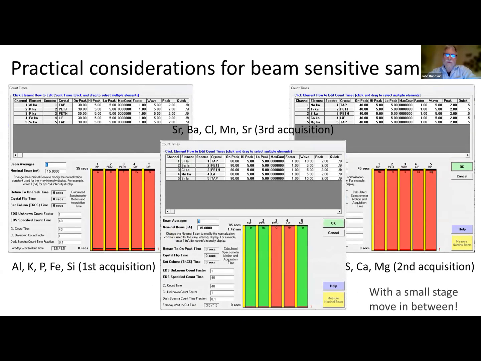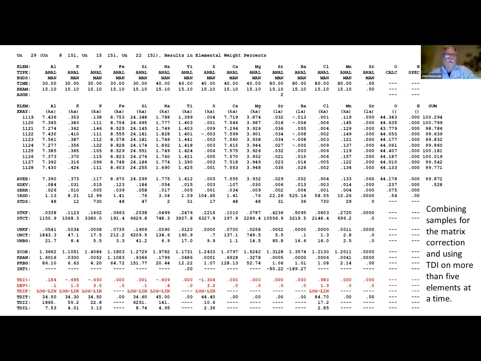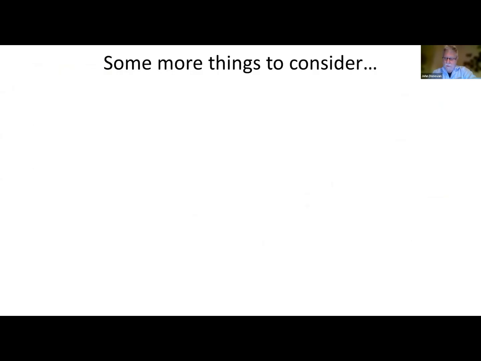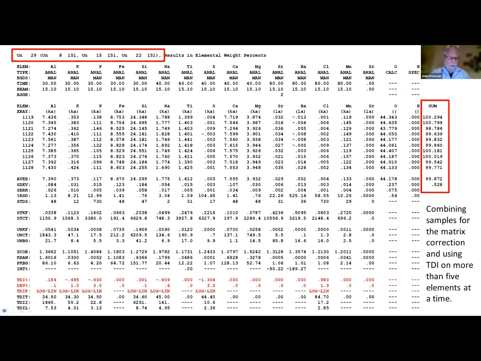And what we would do is we would measure each of these sets of elements with a small stage move in between. Now, of course, this assumes that the sample is homogeneous, but maybe that's something you can assume. And then we will take those three samples and combine them and perform the matrix correction and the TDI correction all at once. Let me go back there. Sorry about that. So as you can see down here, here's the TDI correction applied to all 15 elements. Now, for some of them it didn't really matter, but for some of them it did. So this is worth considering.